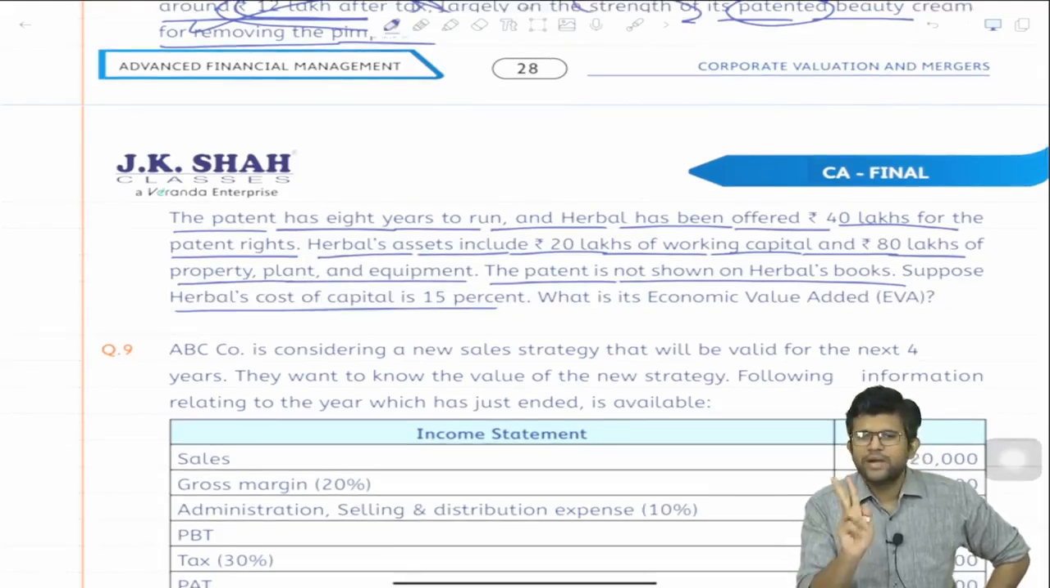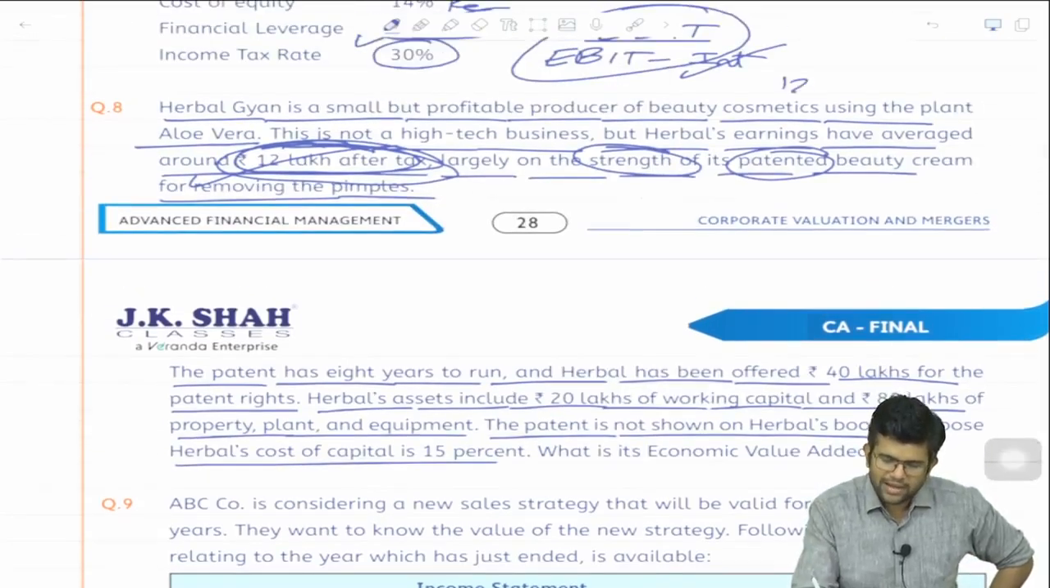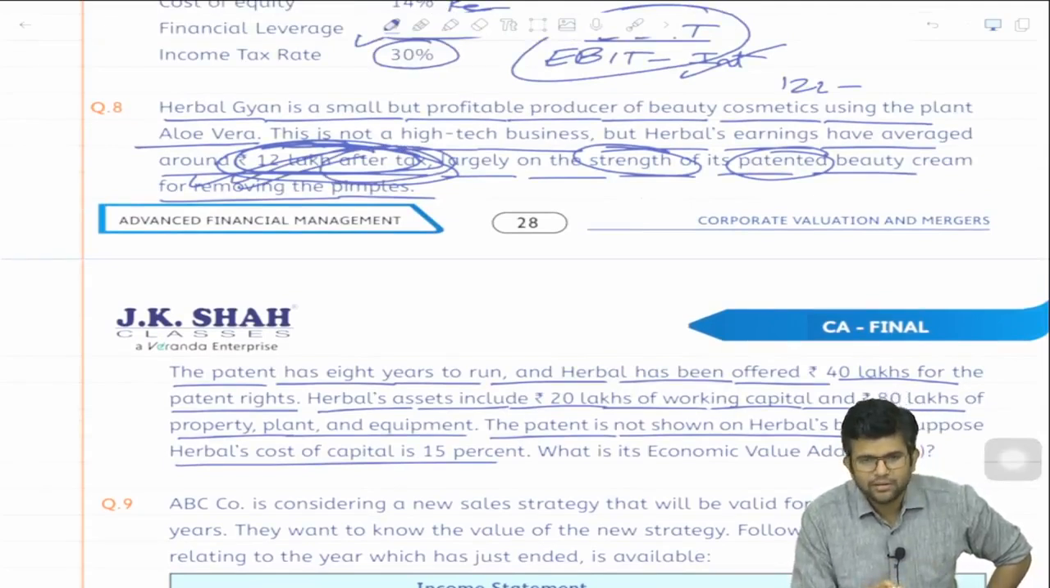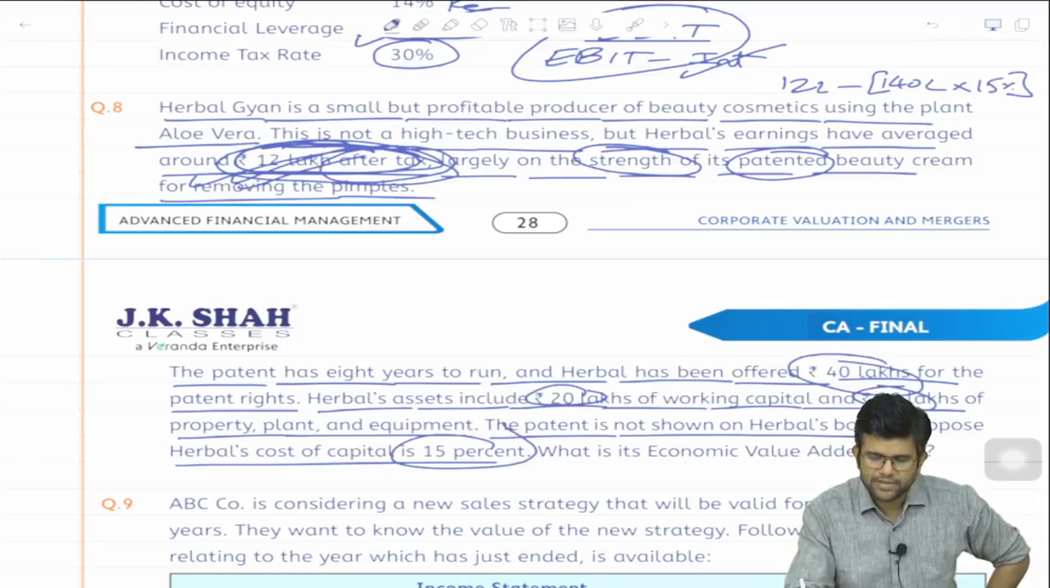Students, 2 minutes job. Look at me. Can I say 12 lakh is EBIT into 1 minus T? Game over. Minus total capital employed into WACC we have to do. Total capital employed, I am going to take 140 lakhs. You understood how? 20 plus 80 is already seen, plus 40. And WACC is 15%. One line answer.